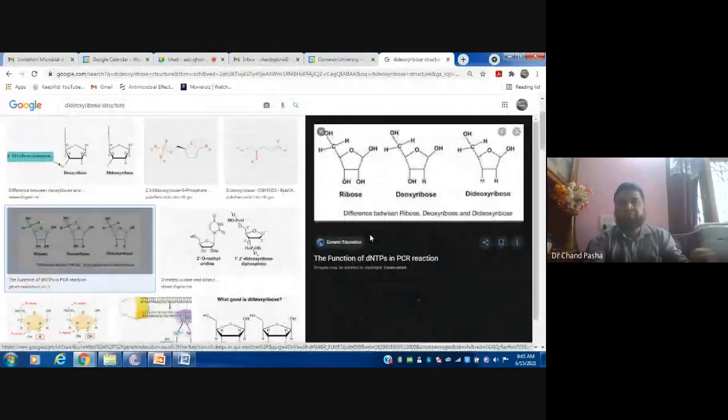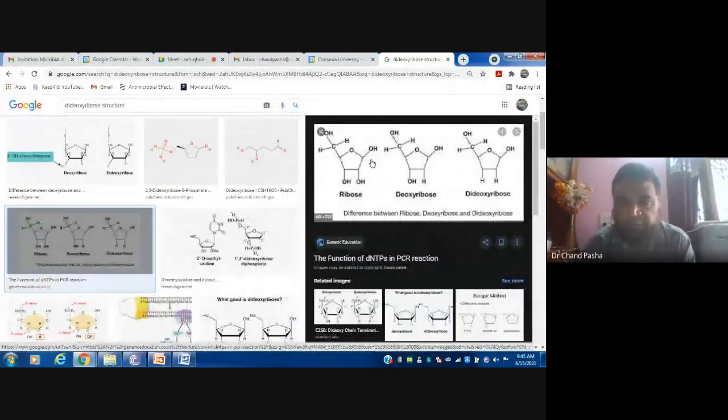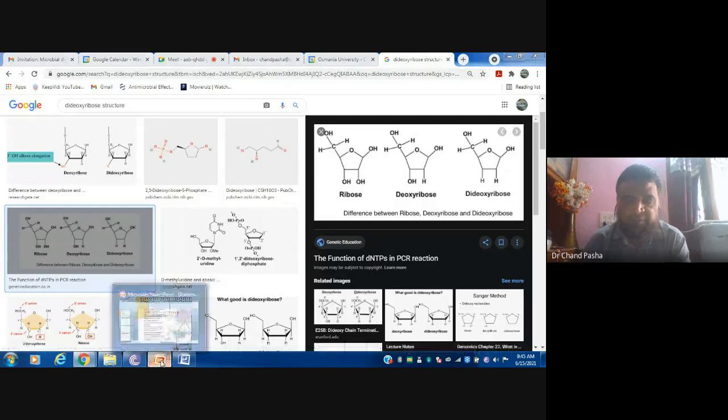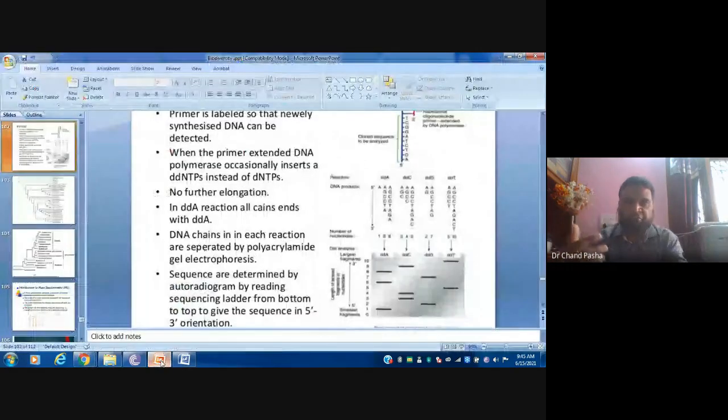You see here, this is very clear. This is a normal ribose, this is a deoxyribose, and this is a dideoxyribose. You can see there is no hydroxyl group over here. As this hydroxyl group is lacking, it cannot do the extension process. So the reaction will be stalled there. The PCR, the DNA amplification process, will be stalled there.